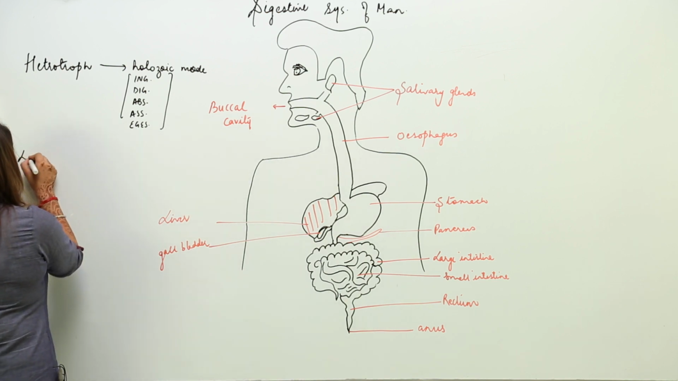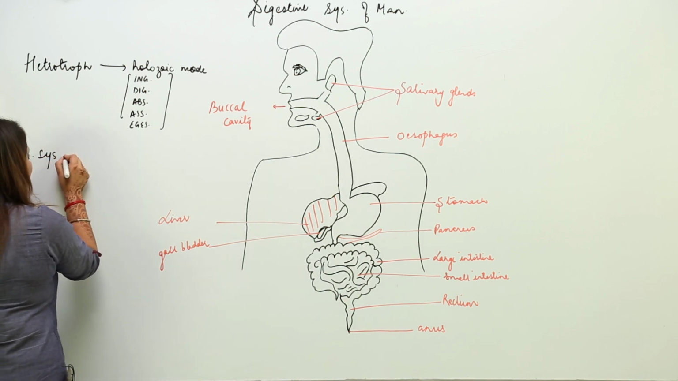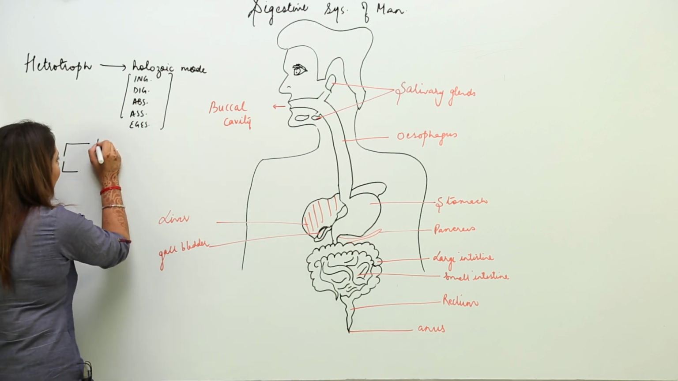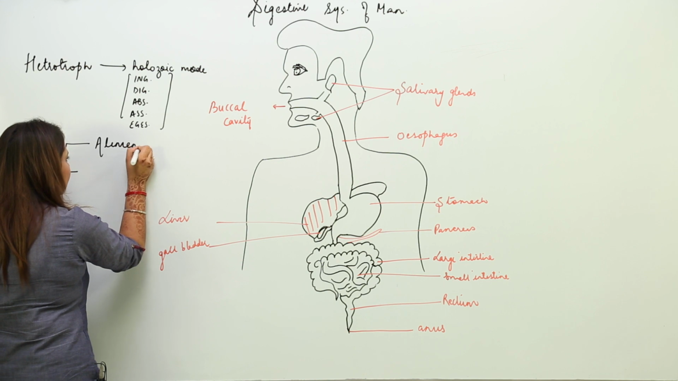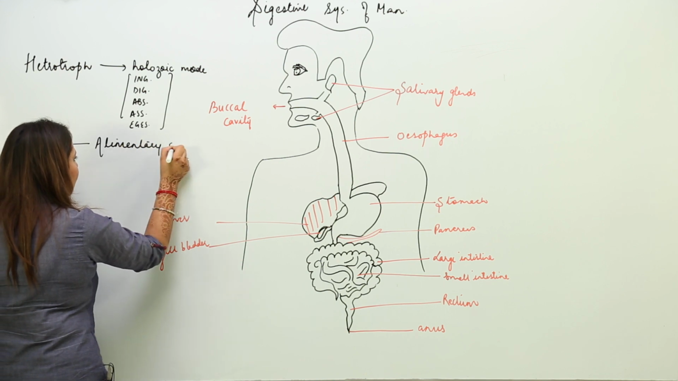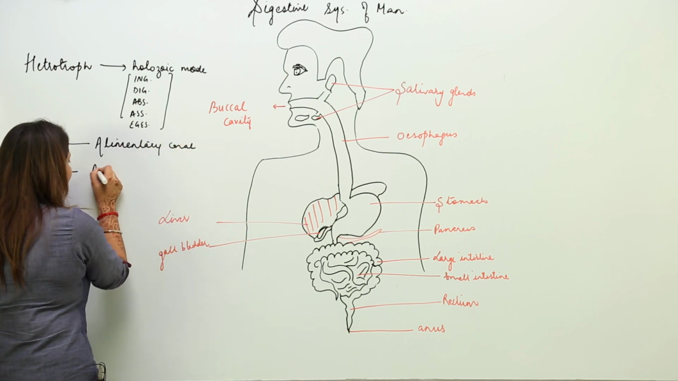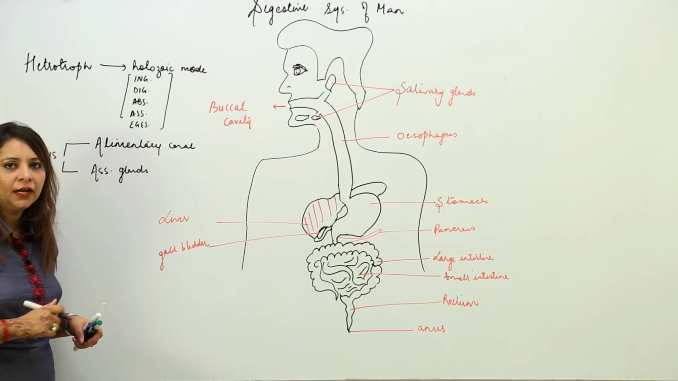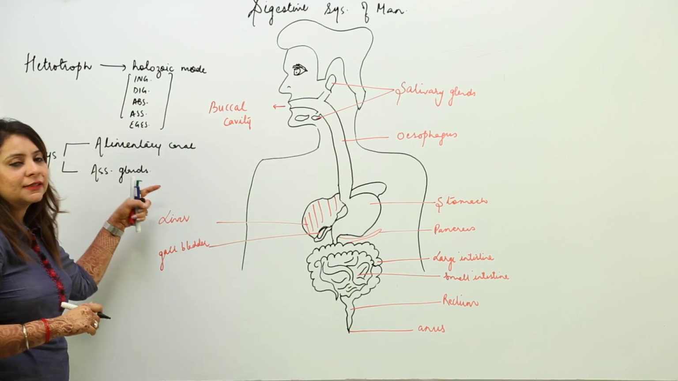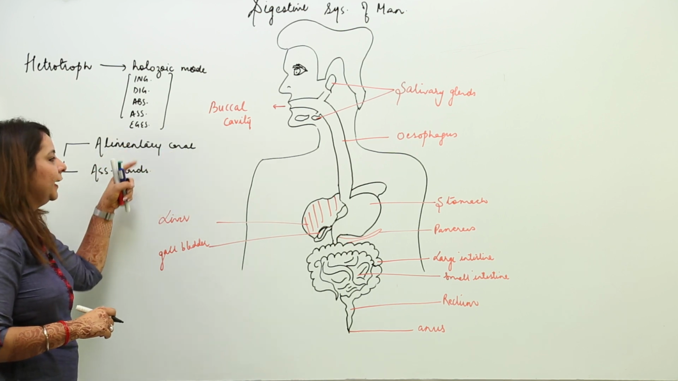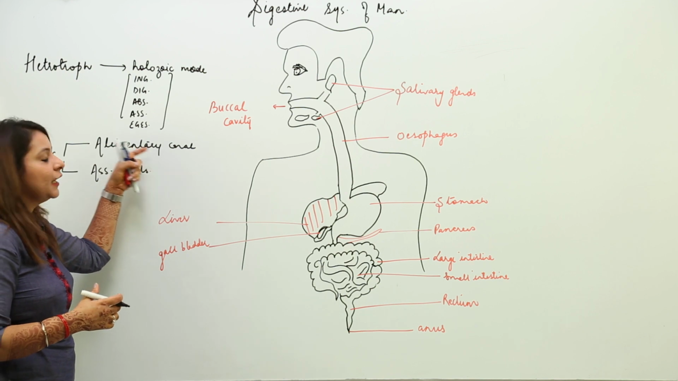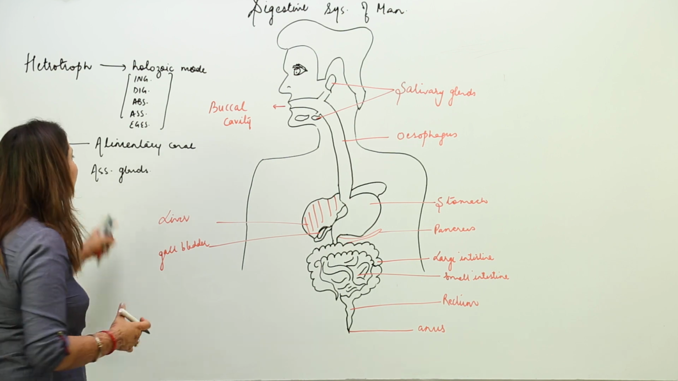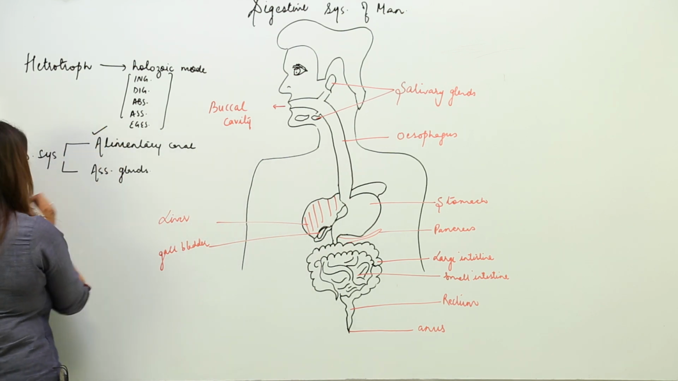So the digestive system of man consists of two parts. It is being divided into two parts. One is an alimentary canal, and the other is the associated glands. That means the glands which are associated with the canal. We will first study how the structures are arranged, and then we will study the physiology, that means the working of the digestive system. So first we will start with alimentary canal.